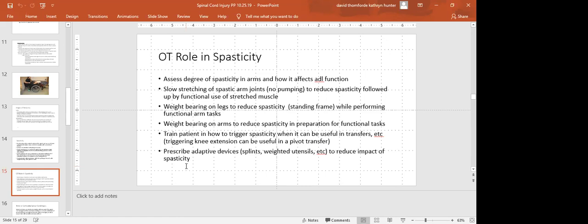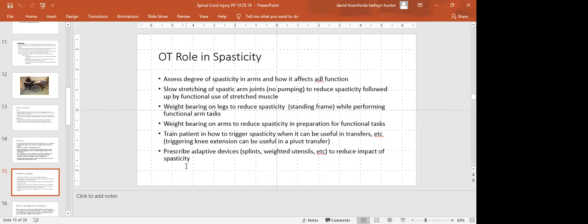If the person has problems in their legs with spasticity, we don't treat that as such, but we can put them in a standing frame, and that standing frame will both provide some weight bearing on the legs, and also give a prolonged stretch to the knee flexors. So in both of those ways, it should reduce spasticity.